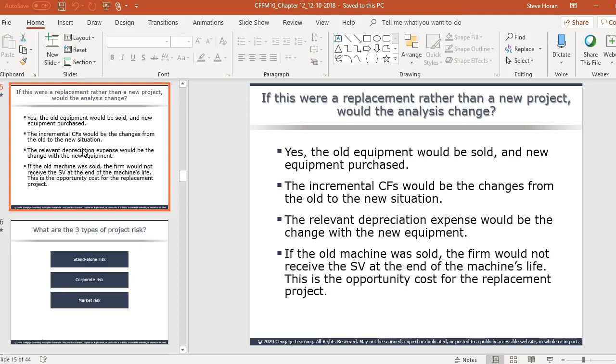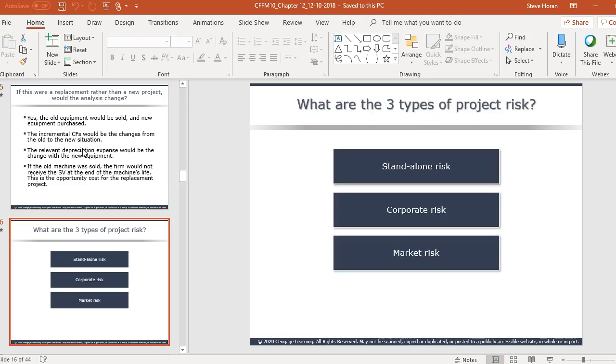Okay, so the relevant depreciation expense would be the change with the new equipment. Obviously, we get our depreciation boost from buying new equipment and then depreciating it. Okay, so that's part of that analysis too. So that one's a little bit more challenging to do. That's why they gave us the example of something that was just a brand new project to work through.